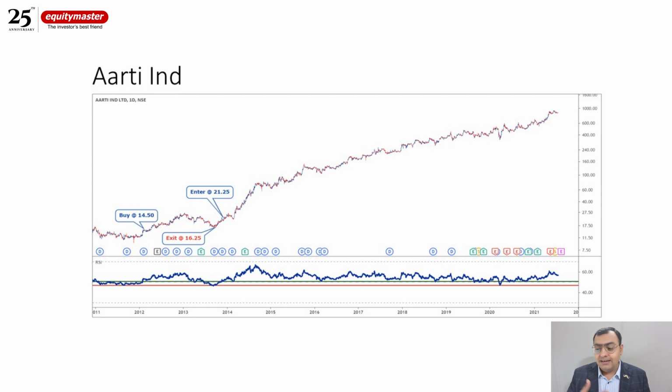So since then, I guess in 2014, it never ever crossed below 47. Neither did it give me a 15% loss. And that's the beauty of the system. One trade changes the life every day. So I'm very fortunate that I've used this system and I got Aarti Industries.